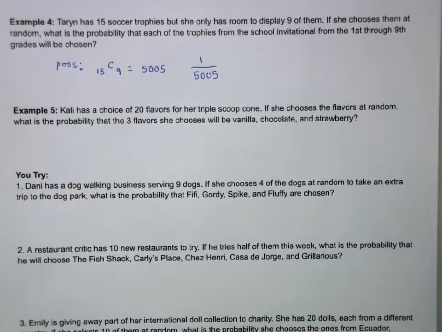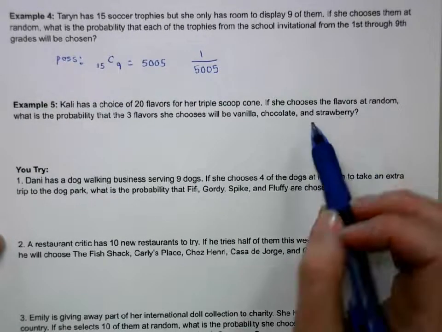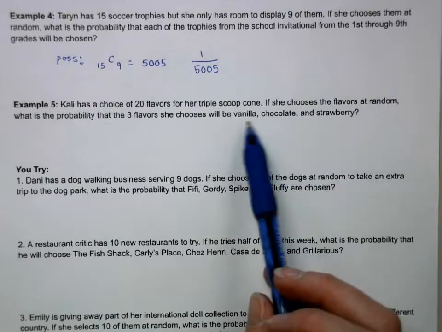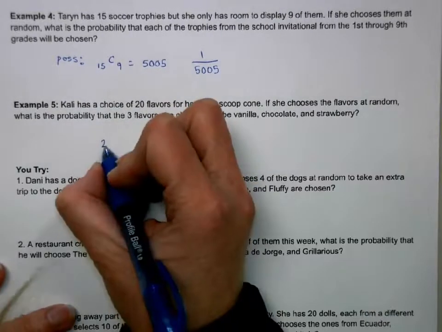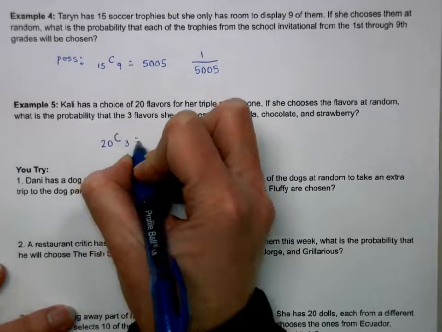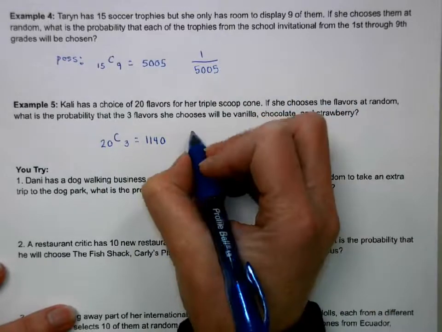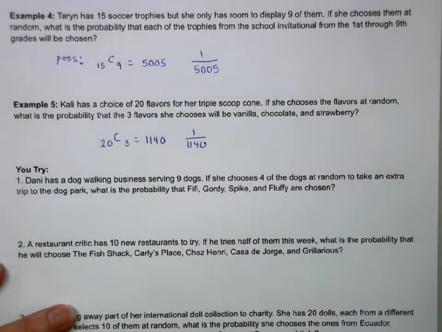Callie has 20 choices for her triple scoop cone. If she chooses the flavors at random, what's the probability that the 3 flavors she chooses will be vanilla, chocolate, and strawberry? So we're saying as long as these 3 are there, then it's a favorable outcome. On the cone, it could be chocolate, vanilla, strawberry. We don't care about that part. So there are 20 to choose from, and we want to choose 3 of them. If we do that in the calculator, that's 1140. So only one of those is going to be our desired thing. All right, you guys try the next 2.